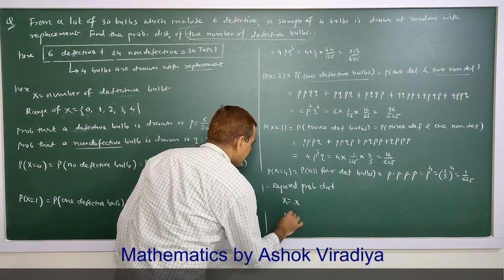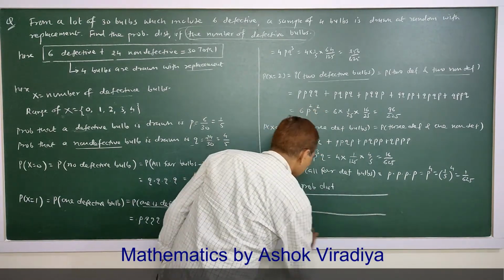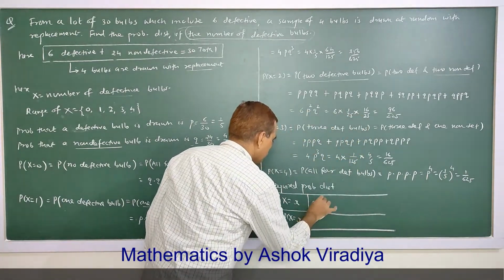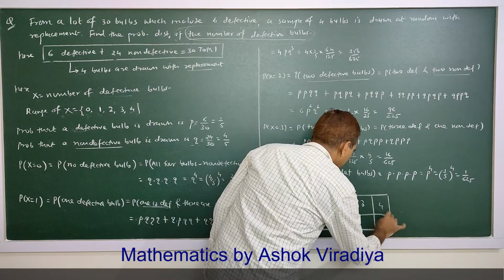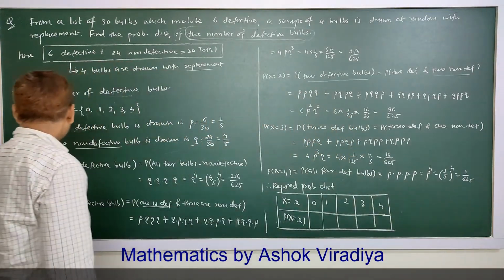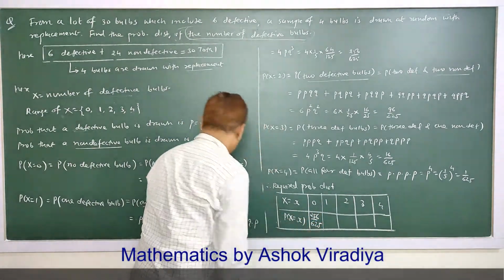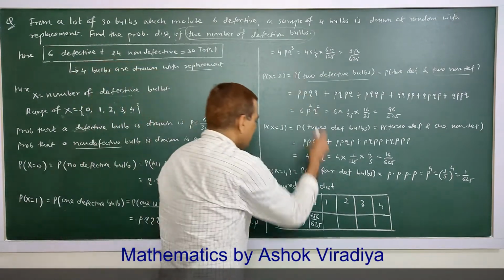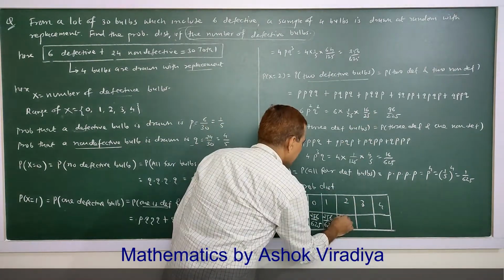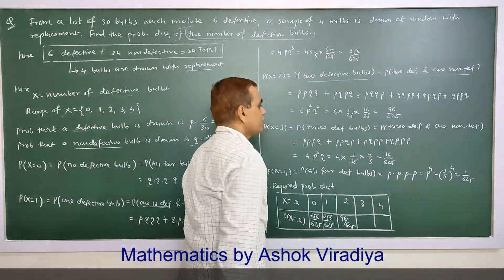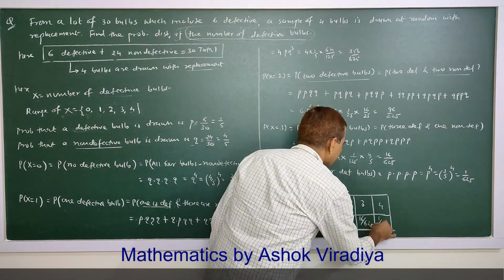in the first line we keep x equal to x, second line their probabilities. So here 0, 1, 2, 3, 4. Probability of 0 is 256 by 625, again 256 by 625, 96 by 625, 16 by 625, and last is 1 by 625.